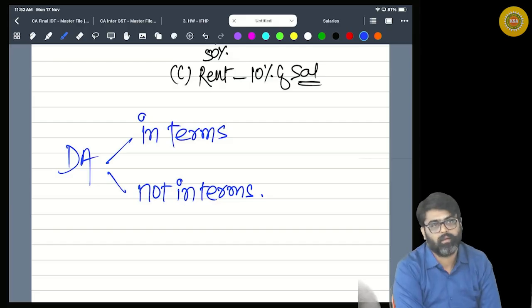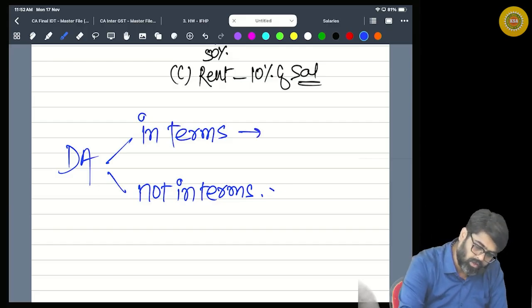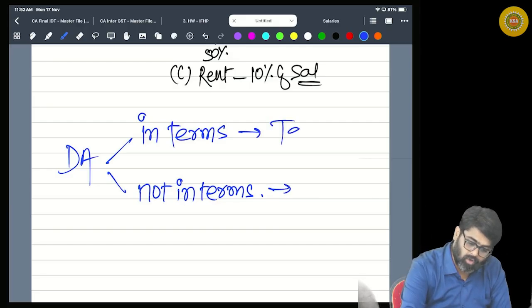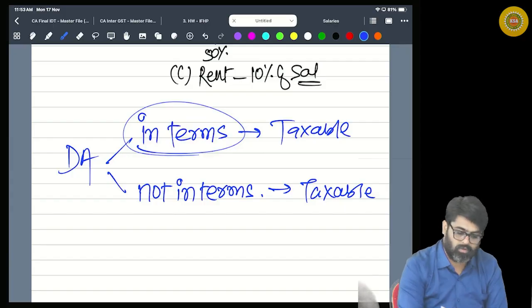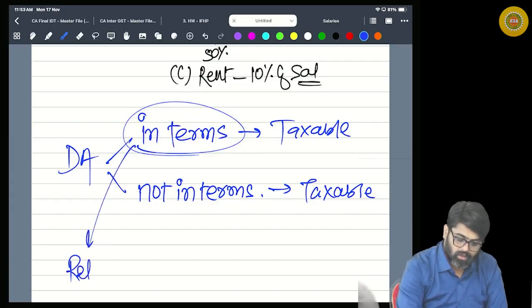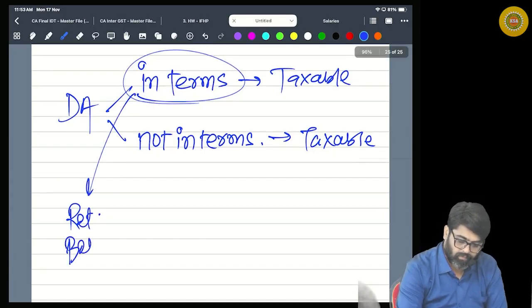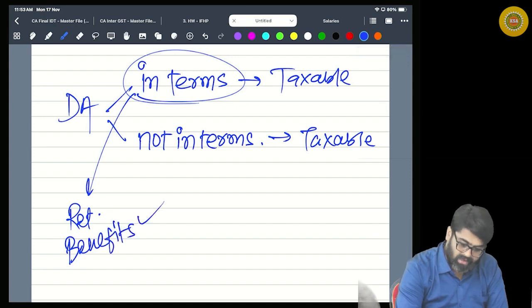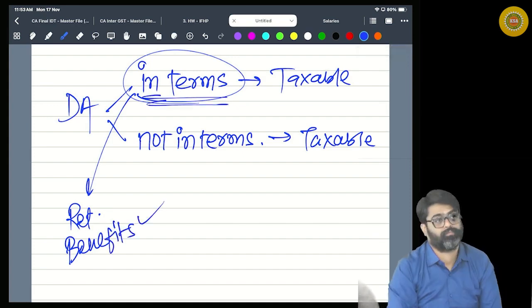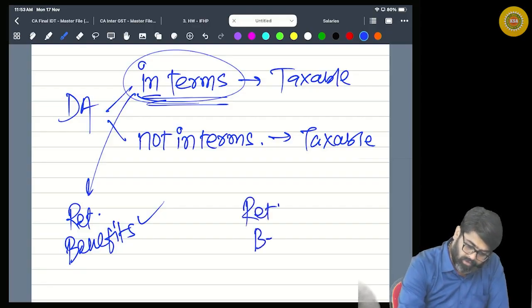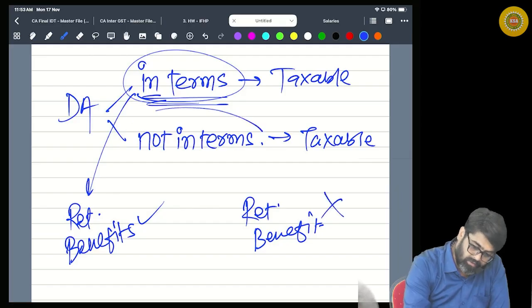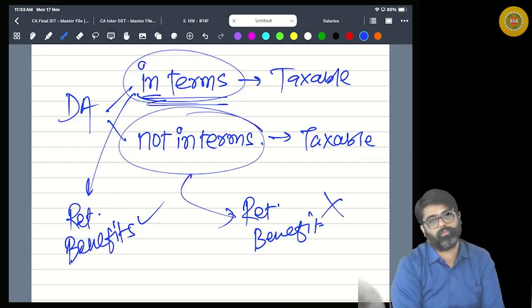So whether you receive DA in terms or you receive DA not in terms, both are taxable. But see, the DA which is written in terms of your contract will always be used to calculate your retirement benefits. So to calculate your retirement benefits, the DA in terms is used. And at the time of calculating your retirement benefits, the DA which is not in terms is not used.